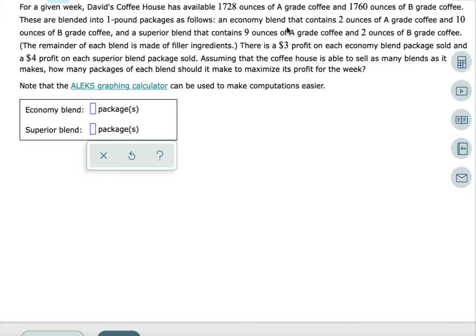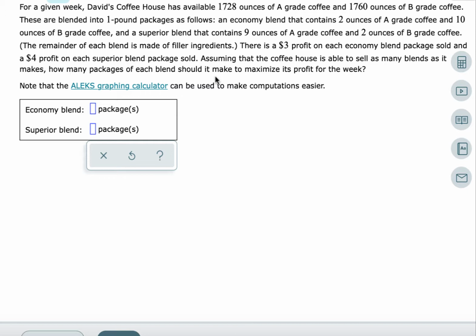An economy blend contains 2 ounces of A and 10 ounces of B. A superior blend contains 9 ounces of A and 2 ounces of B. The remainder of each blend is made of filler ingredients. There is a $3 profit on the economy blend and a $4 profit on each superior blend package sold. Assuming that the coffee house is able to sell as many blends as it makes, how many packages of each blend should be made to maximize the profit?